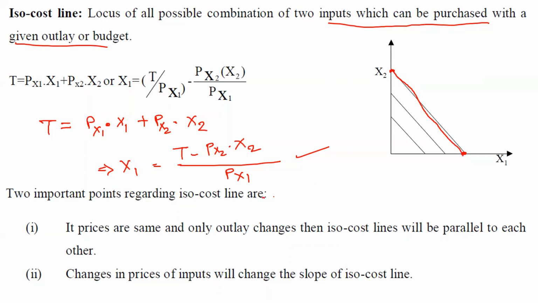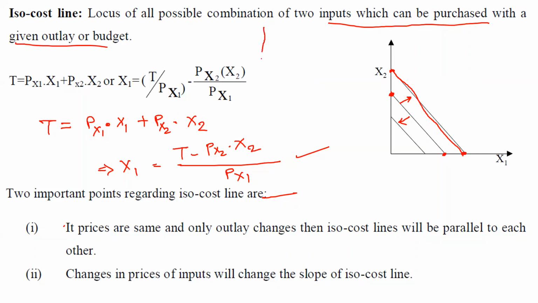Now, there are two important points regarding the isocost line. If the prices are the same and only the income or total budget is changing, the isocost lines will be parallel to each other. Suppose this is the initial isocost line, and if the farmer's budget increases, then it will shift parallel towards the right, which is farther from the origin, and if the budget of the farmer decreases, it will move towards the left, that is towards the origin. So if there is no change in price and only income is changing, then there will be a parallel shift. And if the prices of inputs are changing, the slope of the isocost line will change.